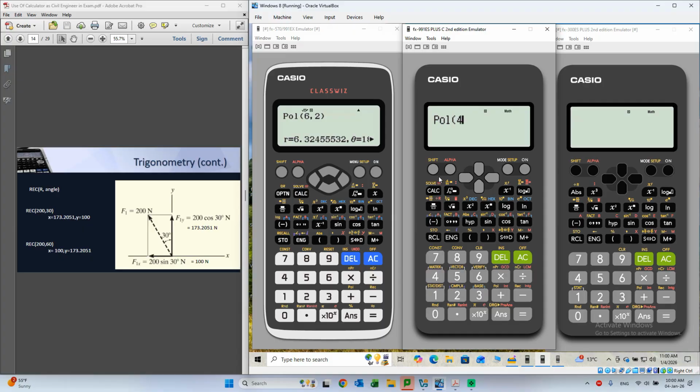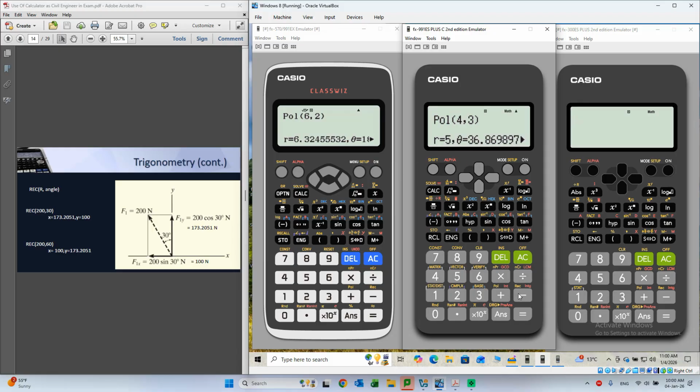The same thing here with pole. Let's say 4 and 3, which you usually see a lot. Then you see the radius, the hypotenuse, is 5, and the angle is 36. If you use 3 and 4, then the angle will change. So this is very useful to be used, pole.